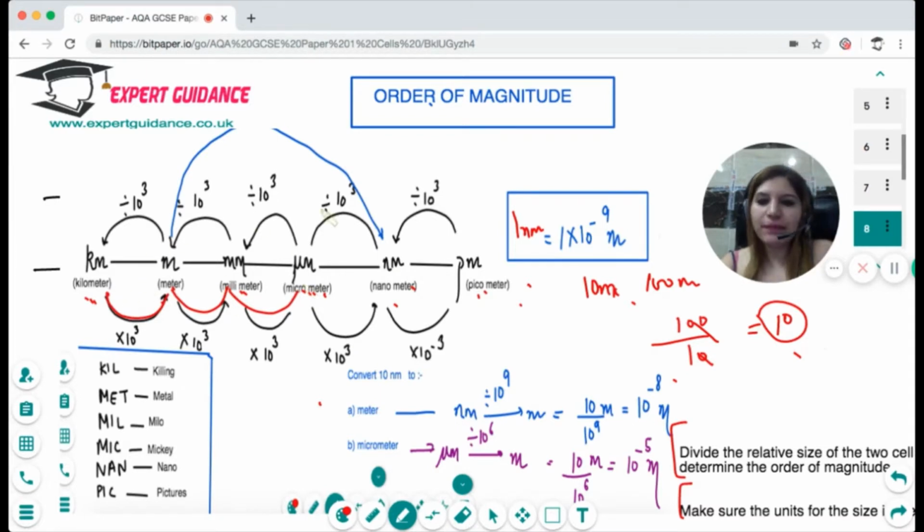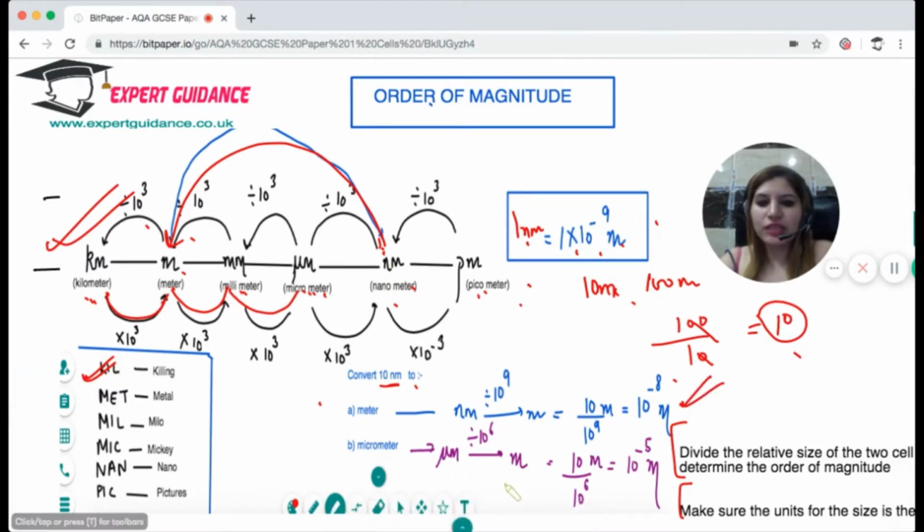So for example, if you need to convert nanometer into meter, you're going from here to here. So you will divide it by 10 to the power 9. So 1 nanometer is 1 times 10 power minus 9 meters. You can remember this table, and this is a mnemonic to remember it. So if it is 10 nanometer to meter, what do you do? You divide it by 10 to the power 9. So that becomes 10 power minus 8 meters.